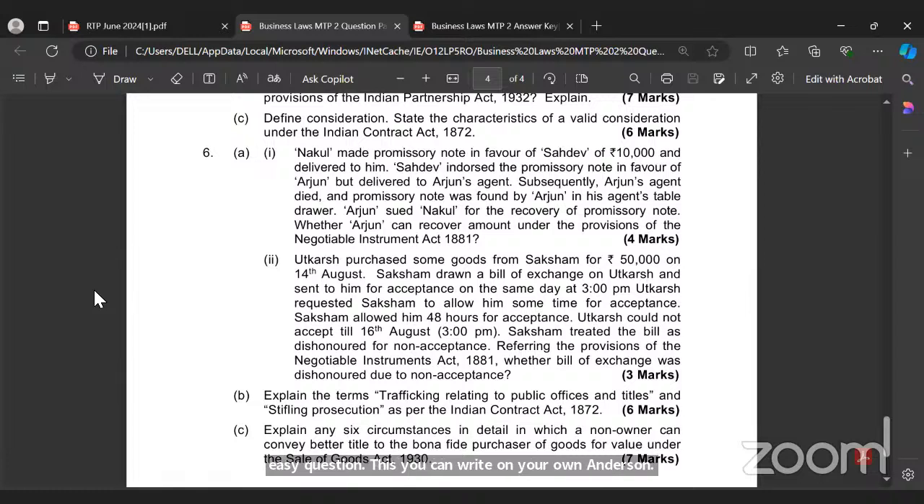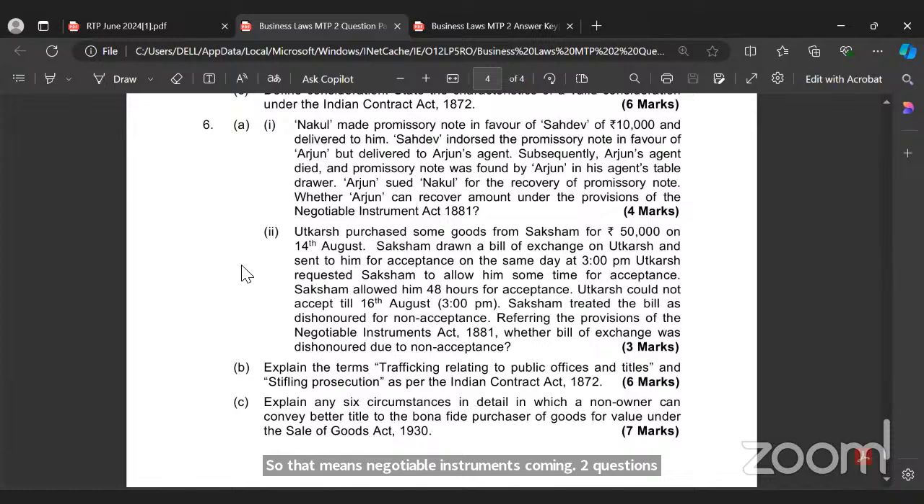6A, first one. Nakul made promissory note in favor of Sahadev. How many marks are this? 4 marks. Okay, 6A1 and A2. Promissory note is negotiable instruments, right? Second one, 3 mark question. So you are getting 4 plus 3. So that means negotiable instruments is coming. 2 questions are coming. 7 and 6 always in every paper, right?